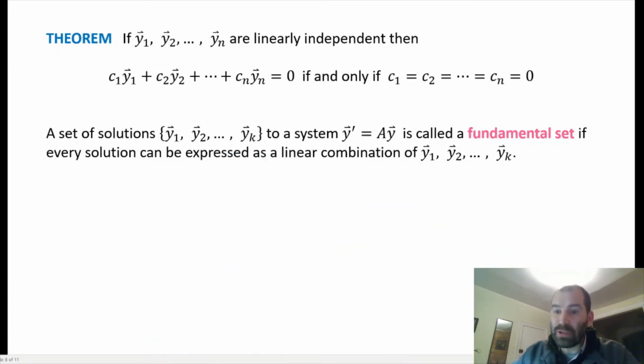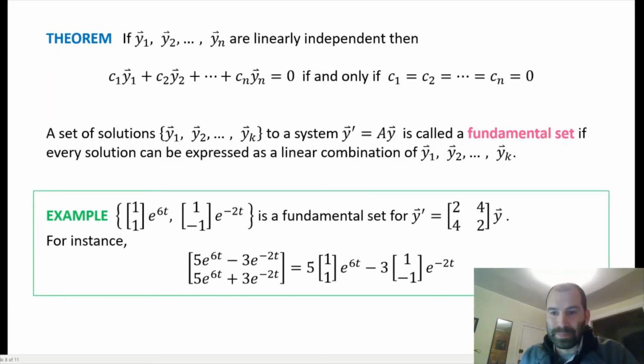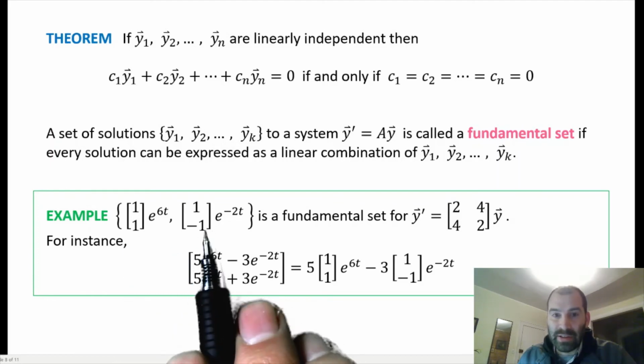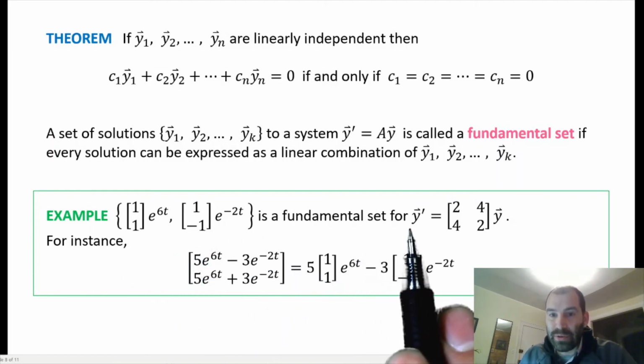So when we solve differential equations, we're going to be finding solutions. And we want to know when we have enough solutions that we can express any solution in terms of those. Well, once we have that set, that's called a fundamental set. So now we can write down any solution just in terms of those. So this is something we're going to be looking for when we solve differential equations, trying to find that fundamental set, because from there we get everything. So here's an example. This isn't obvious, all right, but this set of vectors here is a fundamental set for this differential equation.